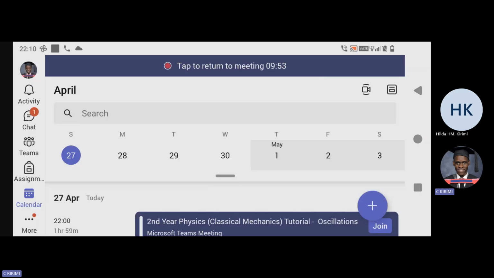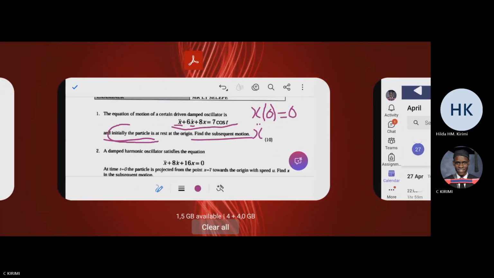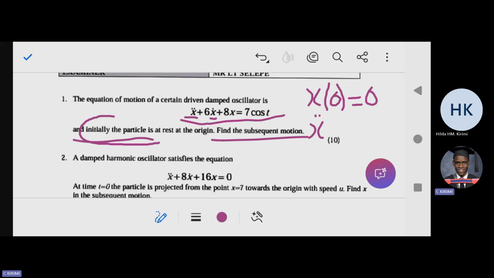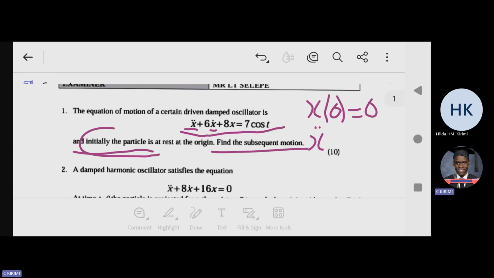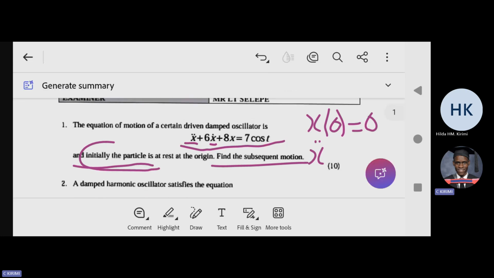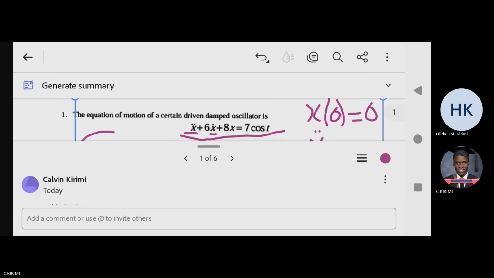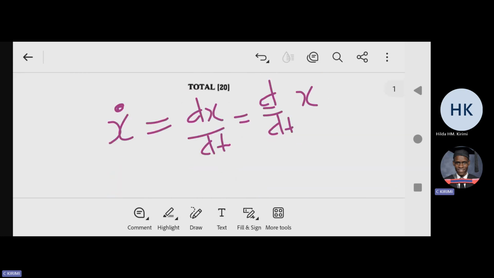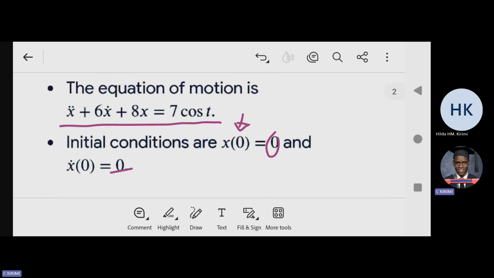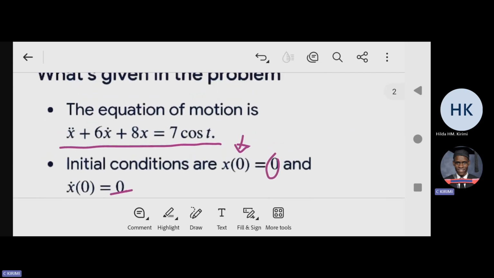So let's go back to the question. We have identified that the initial particle is at rest. The displacement is starting at origin, which means it has not moved. It's starting at 0. So the velocity is 0 and x naught is equal to 0. Those are the initial conditions which we are using here.